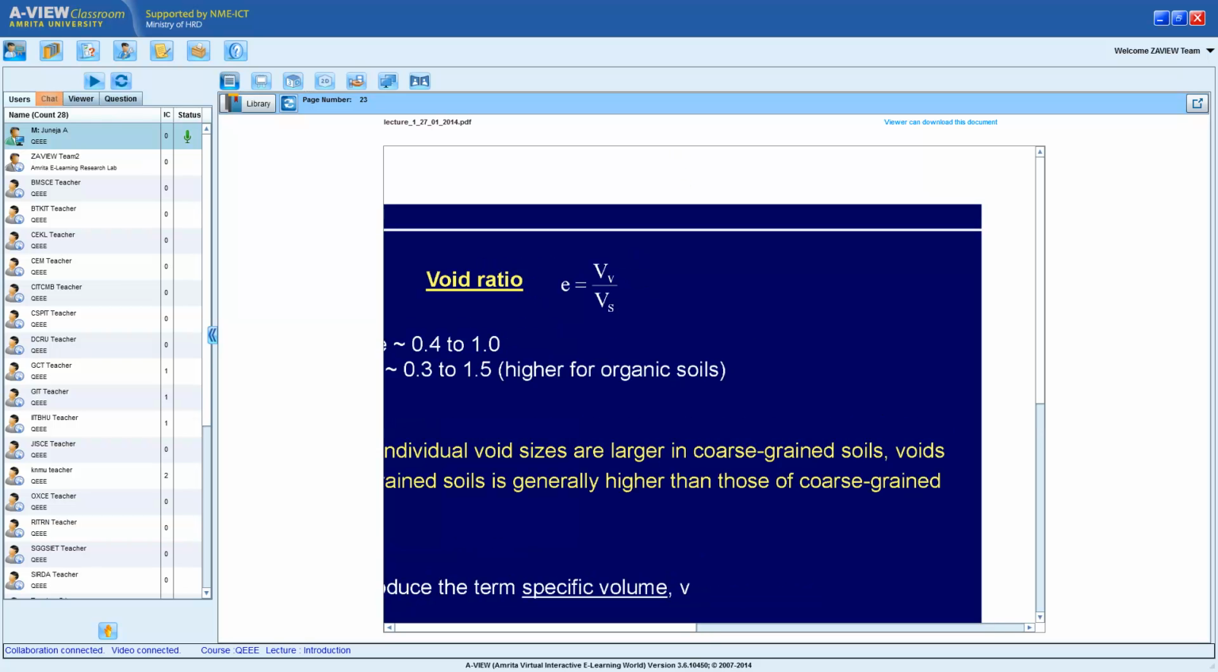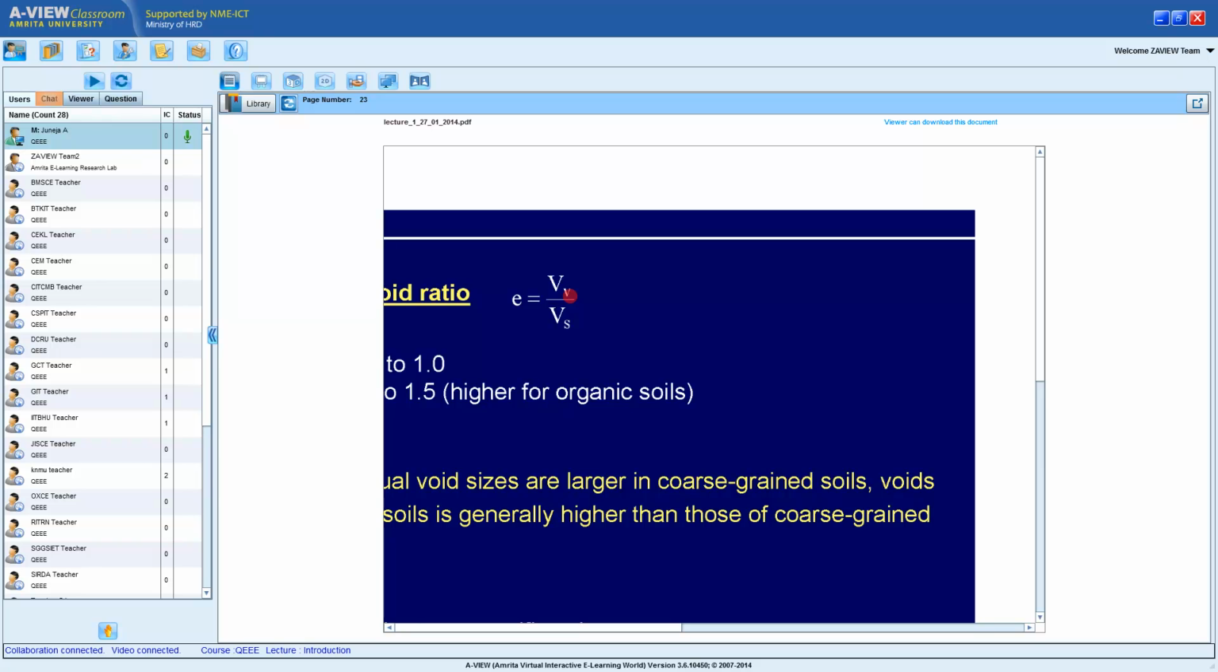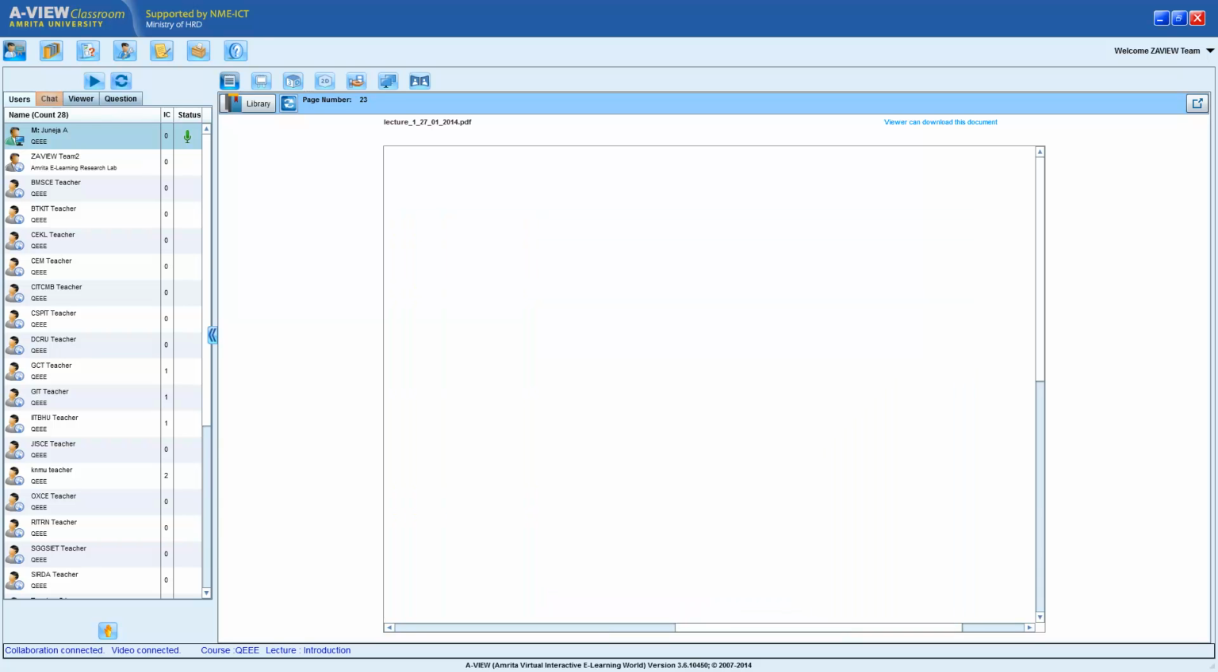I'm not sure, let me see if it's clear on your screen. That small e is the ratio. It's always expressed as a ratio, never percent. It's the ratio of volume of voids to the volume of solids. If you look at this carefully, both the numerator and denominator are independent.